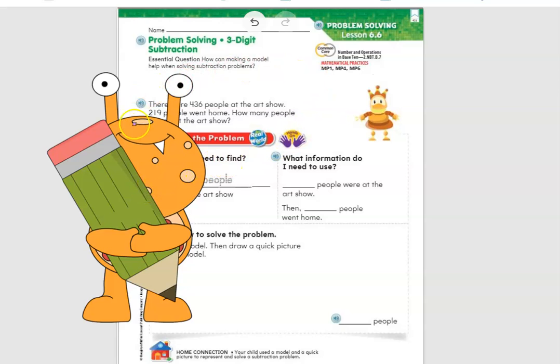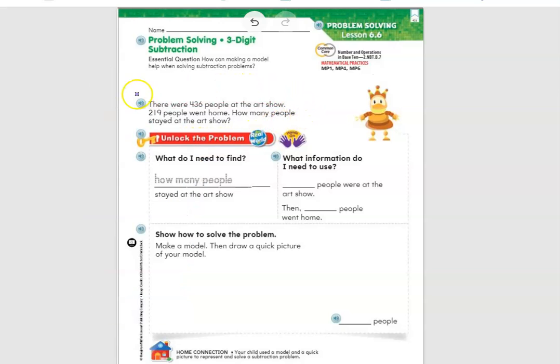So let's look at the problem first. Remember, we read everything on a page in second grade. We don't want to leave anything out. So let's start here with the problem. There were 436 people at the art show. 219 people went home. How many people stayed at the art show? So we're going to understand right away that we have the art show, right? And then we have home. So let's go ahead and make a little design here about art show and home.